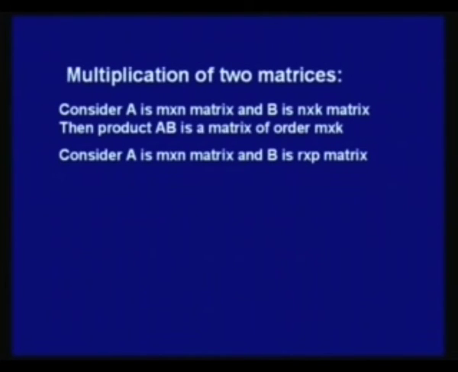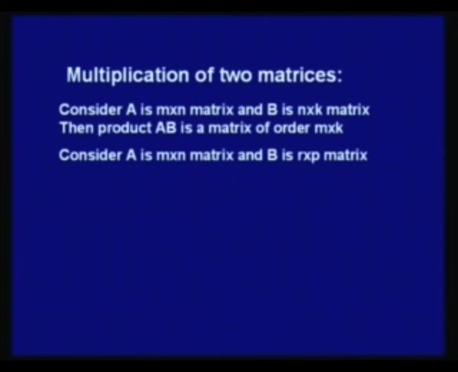Next is multiplication of two matrices. Consider a matrix A as an m by n matrix and the matrix B as an n by k matrix. Then the product of two matrices A and B, denoted by AB, is a matrix which is of order m by k: m the rows of the first matrix, k the columns of the second matrix.